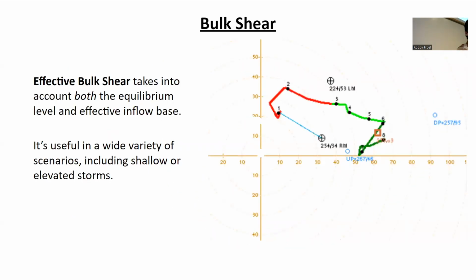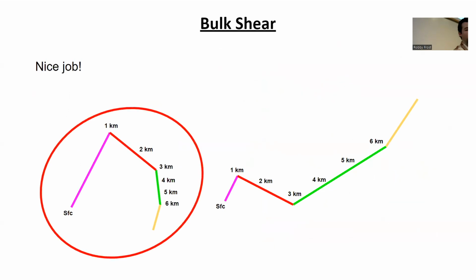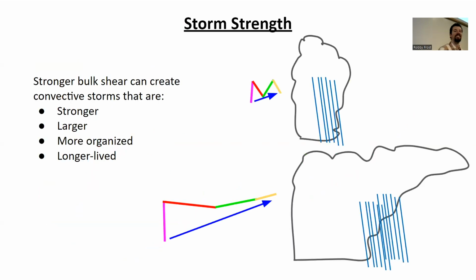Using just one of these shear vectors in a vacuum is not going to tell you a whole lot. That's why looking at the hodograph shape and plan views of hodograph maps are my favorite. And so why we're talking about bulk shear is that stronger bulk shear can create stronger convective storms, larger convective storms, more organized storms, and longer lived storms.